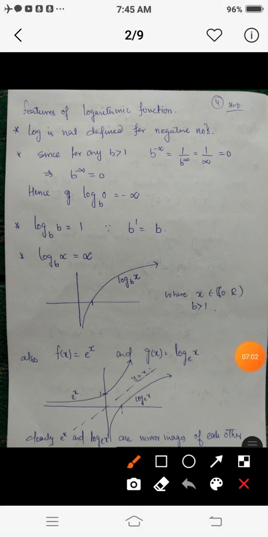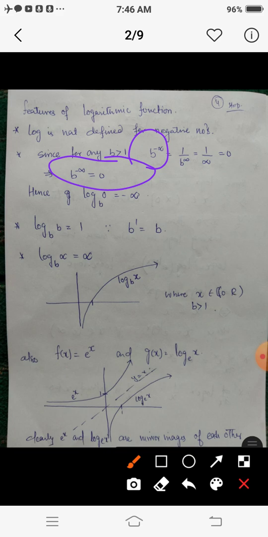Now some features of this logarithmic function. Log is not defined for non-positive numbers because its domain is all positive numbers. Also, since b is greater than 1, b raised to power minus infinity is 1 upon b raised to power infinity, which is 1 upon infinity, that is 0. Hence log of 0 with base b is minus infinity. So as it approaches from the 0 side, this function approaches minus infinity.